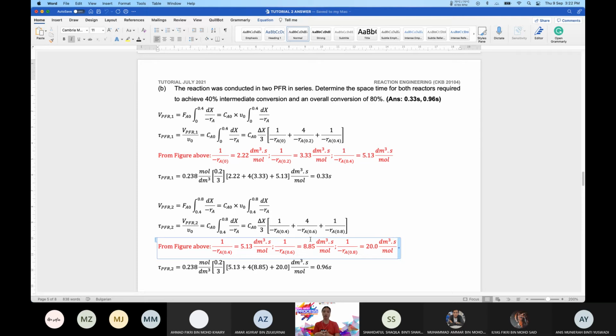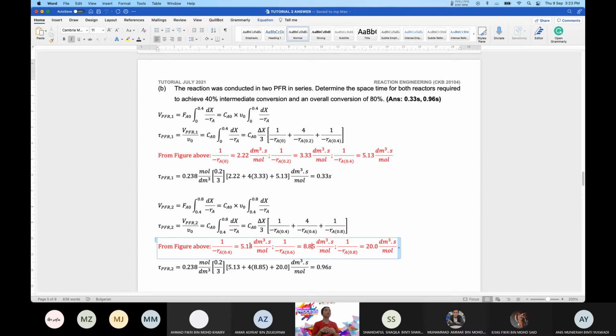Just make sure you look at the plot: when X is 0.4, 1 over minus RA is 5.13, and so on and so forth. So you replace the value, and you will get the space-time of the second reactor as 0.96 second. Meaning, in the second reactor, if you want to achieve conversion from 40% to 80%, you have to hold the reactant at least 0.96 second in your second reactor, only then will you achieve the desired conversion.